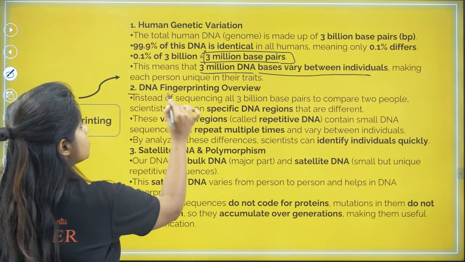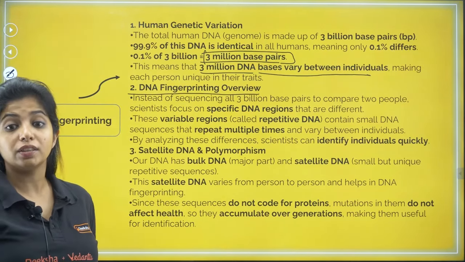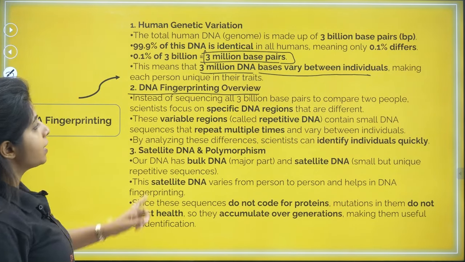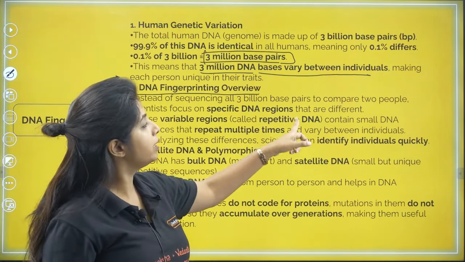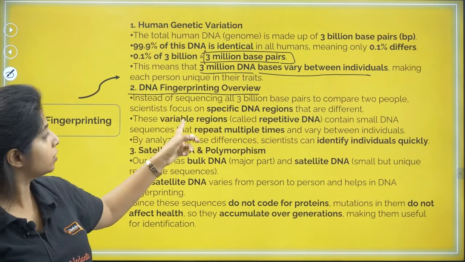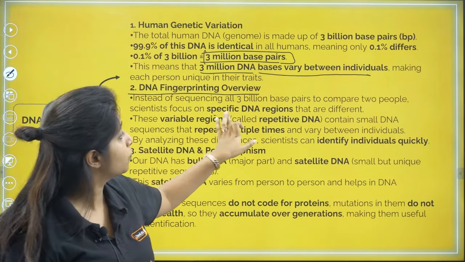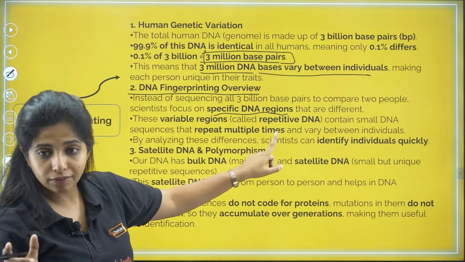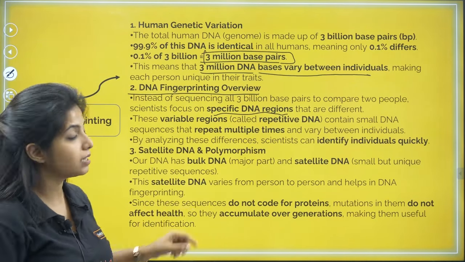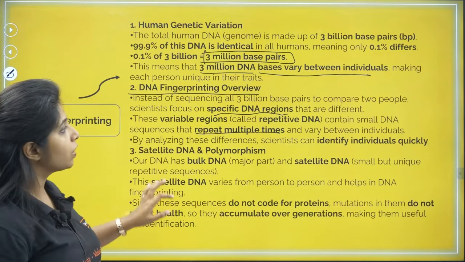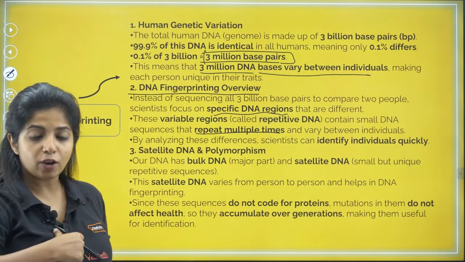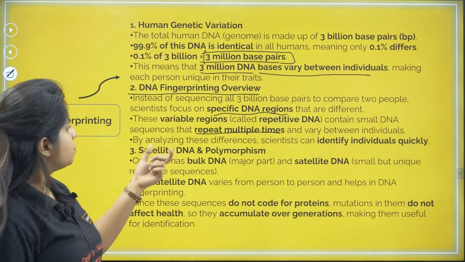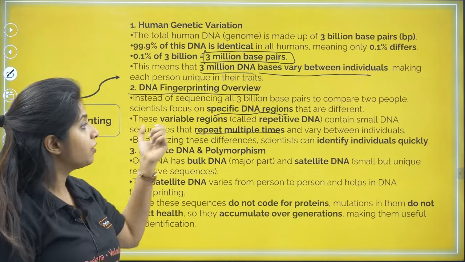And that was being used in the DNA fingerprinting method by Alec Jeffreys. So over here, instead of sequencing all 3 billion base pairs to compare two people, scientists focused on specific DNA regions that are different. These variable regions, the repetitive DNA, contain small DNA sequences that repeat multiple times and vary between individuals. So basically, I also have it, you also have it, but the number of times it gets repeated is different. By analyzing these differences, scientists can identify individuals quickly.